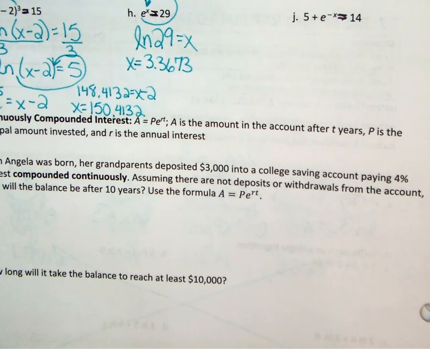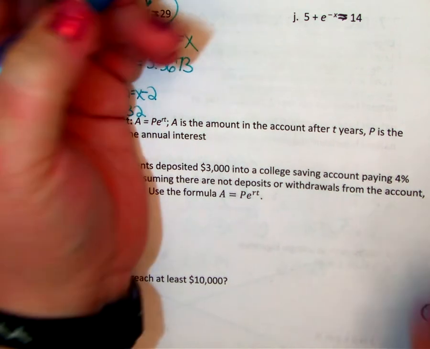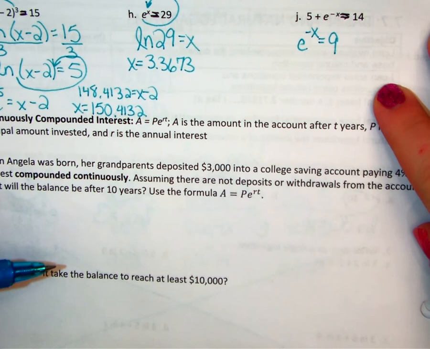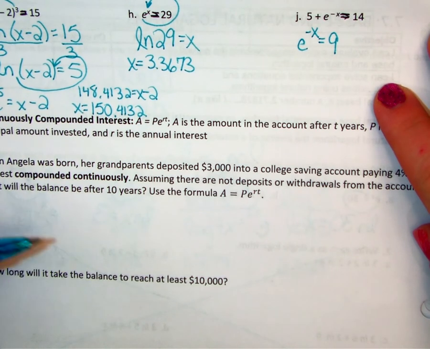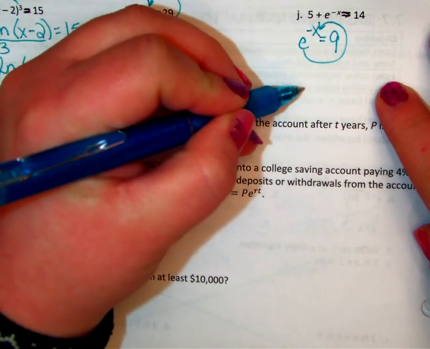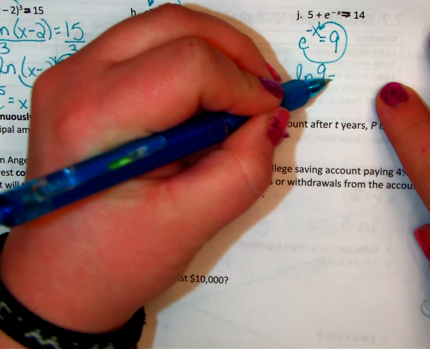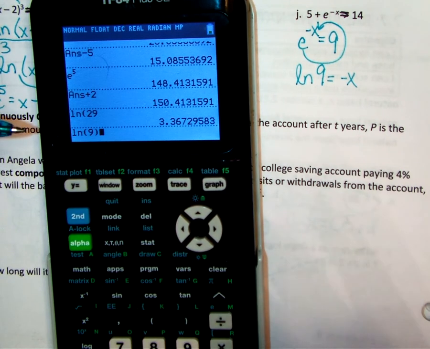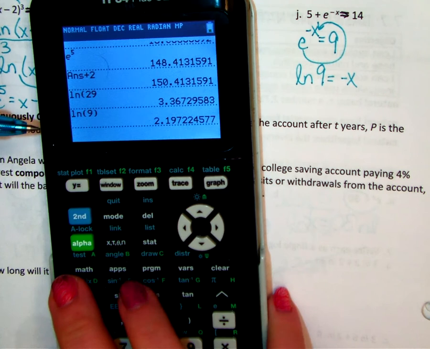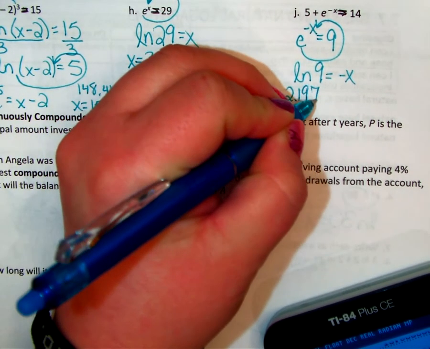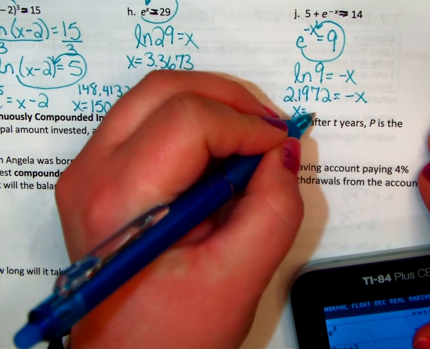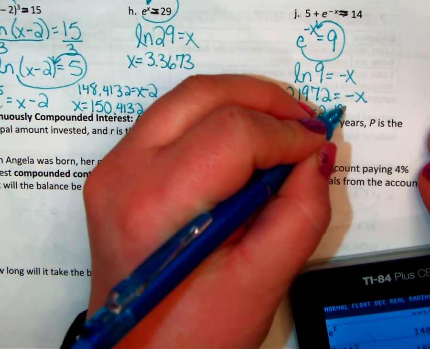Next one. I have to get rid of the 5 in front. I can't change forms with that 5 hanging out in front because that 5 is not part of the e to the negative x. So I'm going to subtract 5 from both sides. And I get that e to the negative x is 9. Now let's change forms. So I have natural log of 9 equals negative x. I can type natural log of 9 into my calculator. So I get 2.1972 equals negative x, and divide by negative 1 on both sides so that x is equal to negative 2.1972.